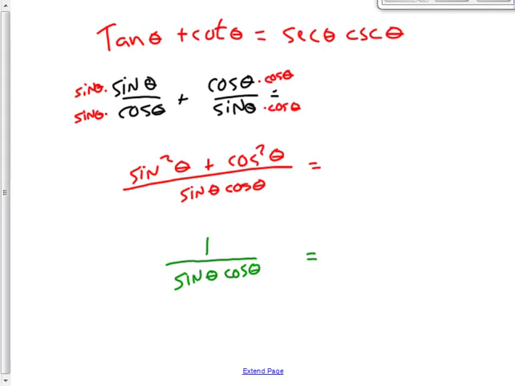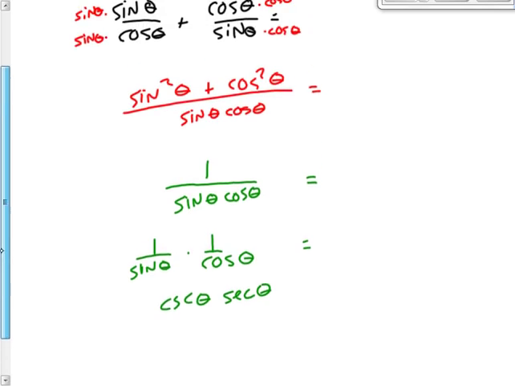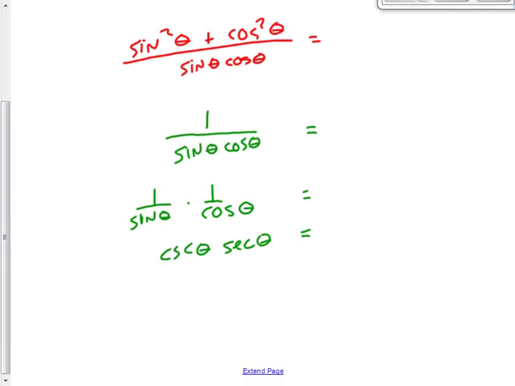So now I've got this fraction where I've got the right things in the denominator, but I want them separated. So I'm going to say this is 1 over sine theta times 1 over cosine theta. 1 over sine theta is cosecant. 1 over cosine is secant. And I can put them in the same exact order. They had secant first in the problem, so we'll switch them.